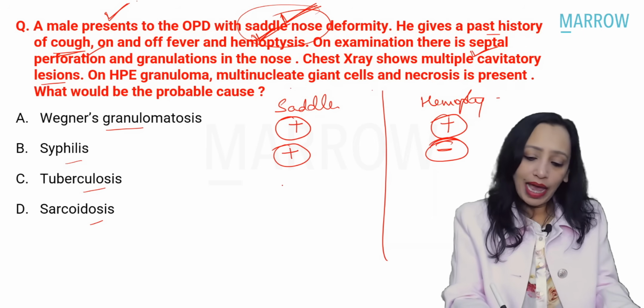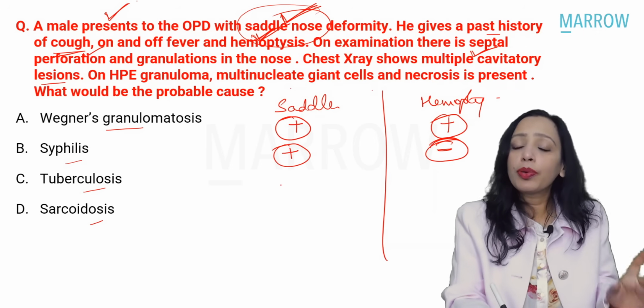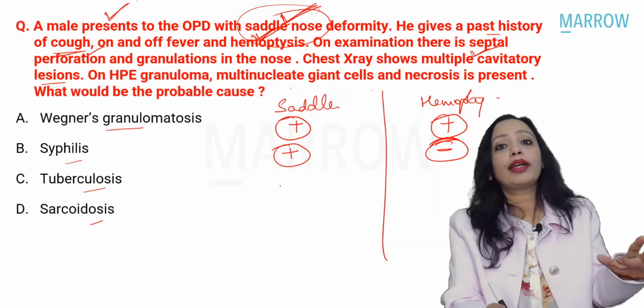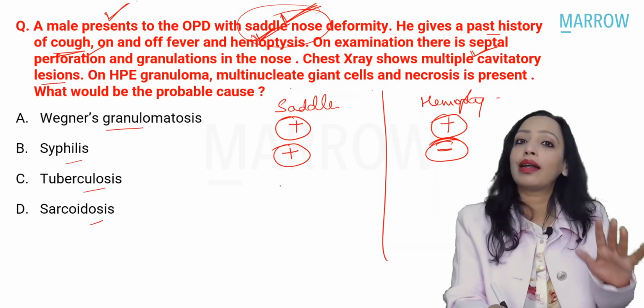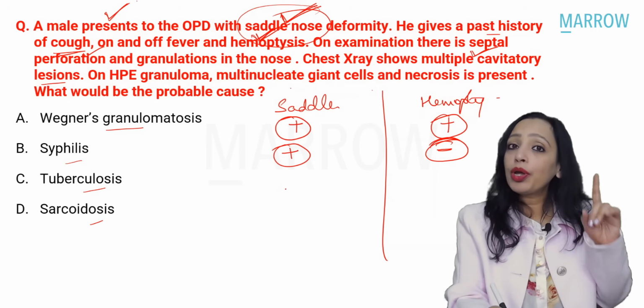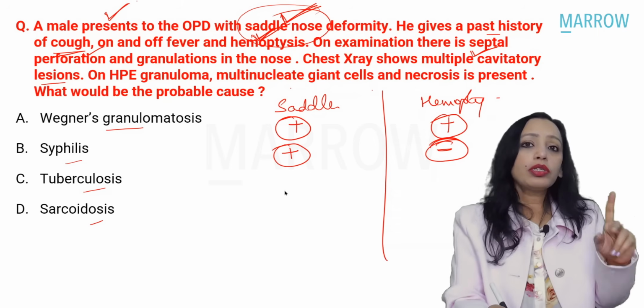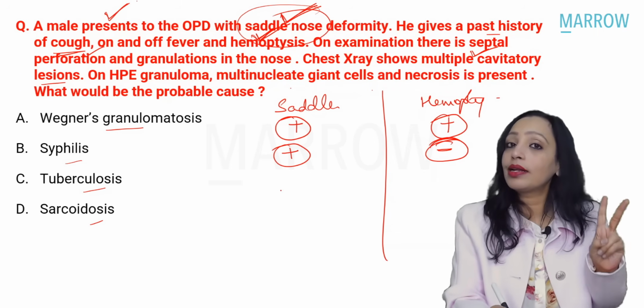Tuberculosis, can there be saddling of the nose? Tuberculosis affects which part of the nose? I have told you that all the granulomatous conditions can cause perforation in the cartilaginous part. But there are two important conditions which can cause perforation in the bony part also. Which are those? One is Wegener's and the other is syphilis.